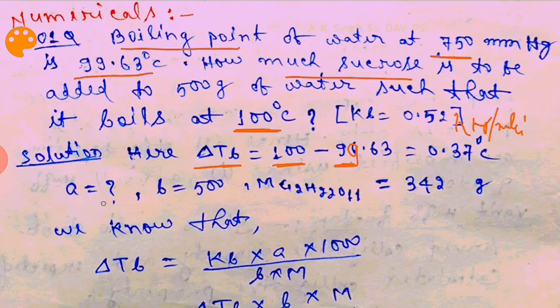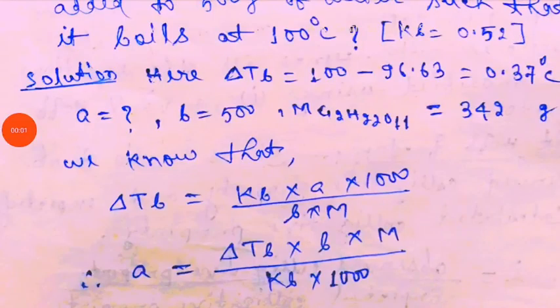99.63. A is equal to what? It should be calculated. B is equal to 500 gram. That is the water. Here molar mass of sucrose, that is C12H22O11, is equal to 342 gram.